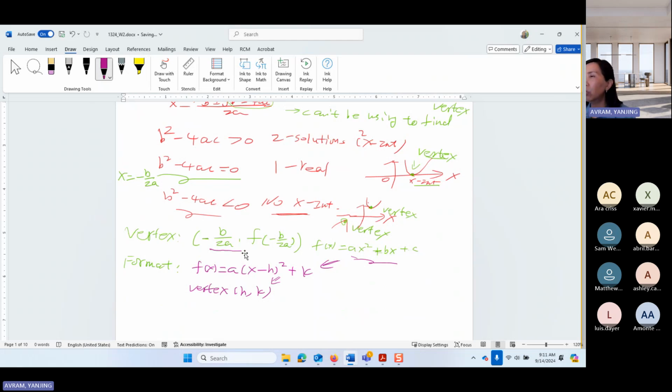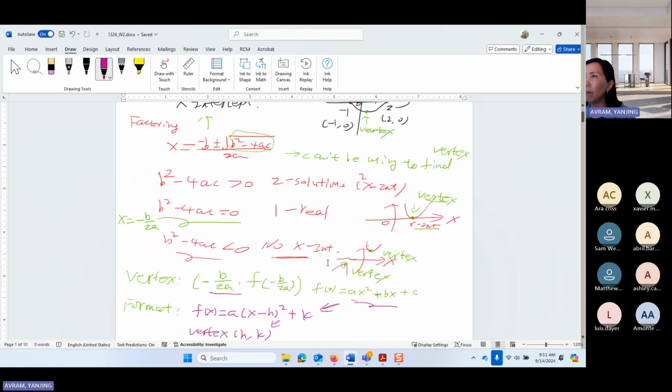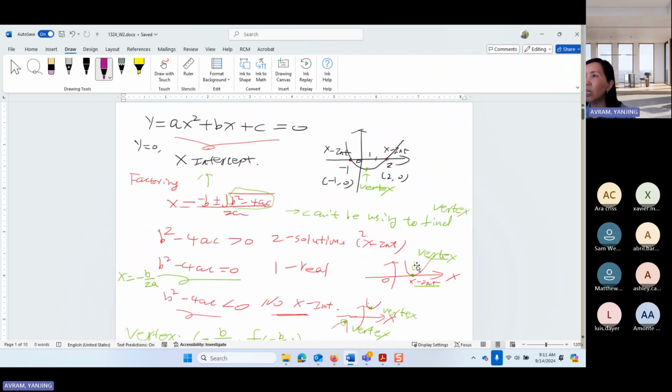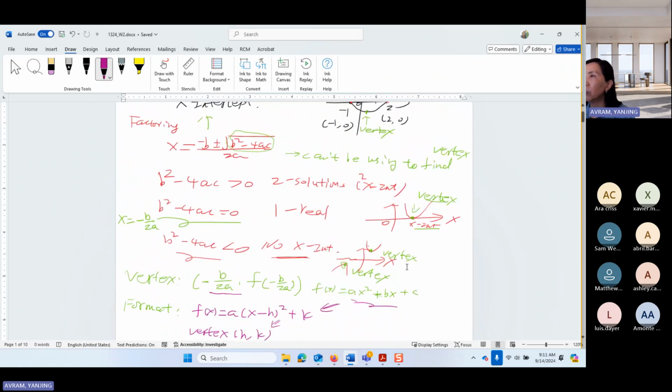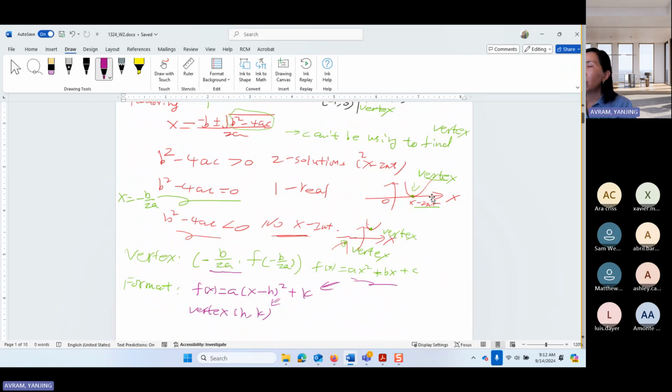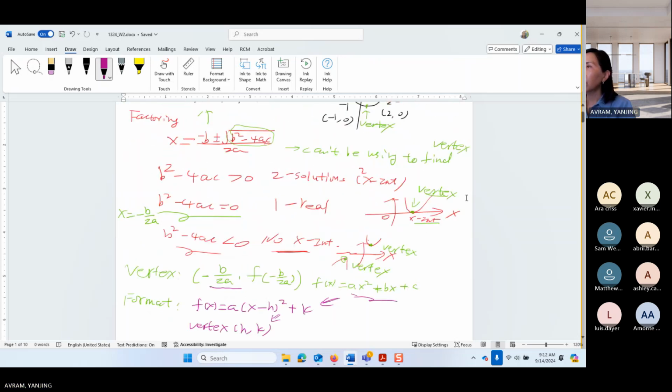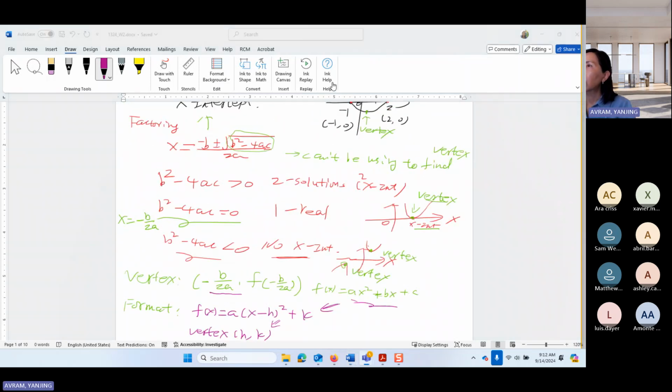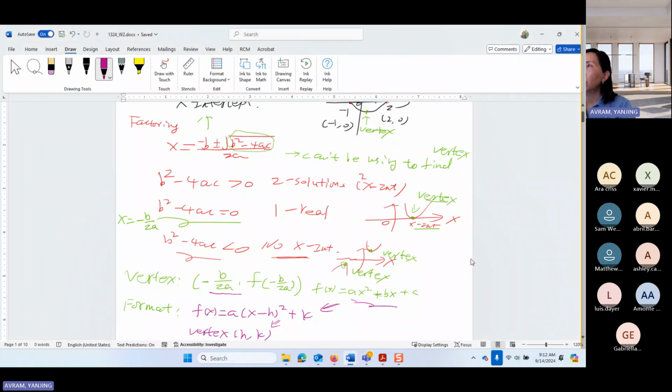All right, so those two are the most important characters for this chapter that you will need to be very, very clear on, okay? So do not confuse the vertex and the x-intercept. The only time the vertex will equal the x-intercept is when b squared minus 4ac equals 0, when the quadratic only touches the x-axis at one point, okay? Any question about these two?